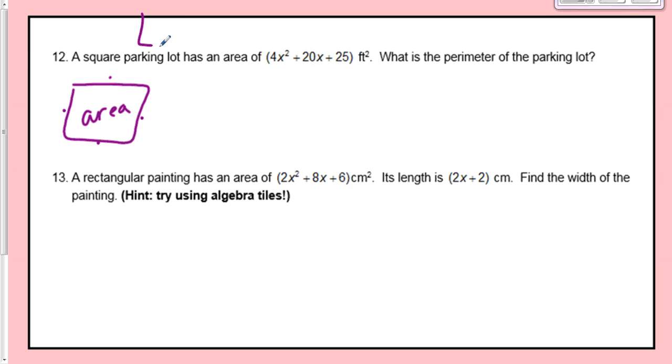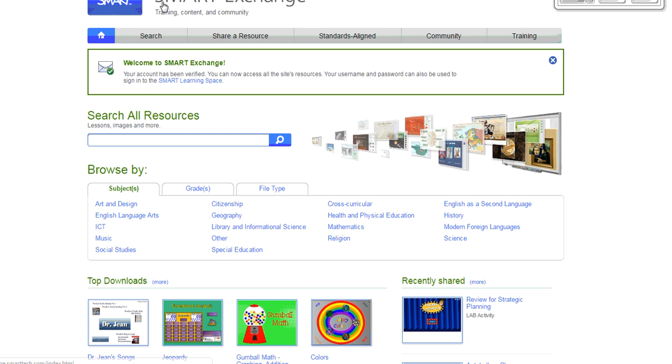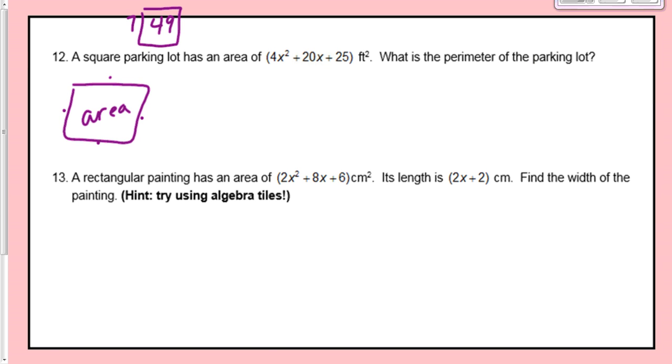So think of it this way. If the area of a square is 49, and they want the perimeter, you have to know the sides first, which is 7 and 7. Sorry about that. 7 and 7. So my perimeter, 7 plus 7 plus 7 plus 7, would be 28, right? We're doing the same thing, just with a polynomial.